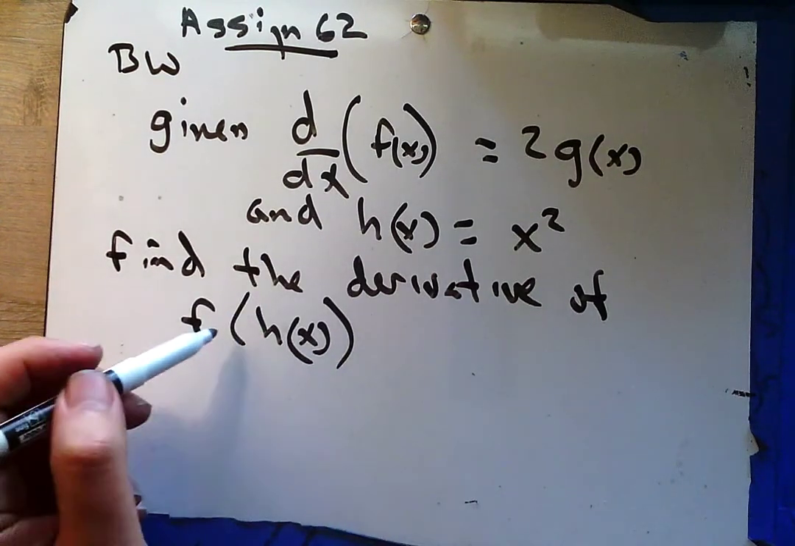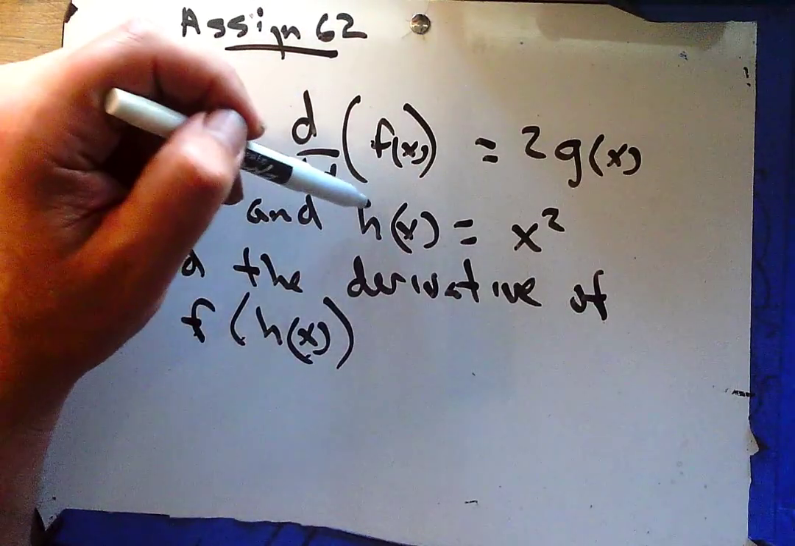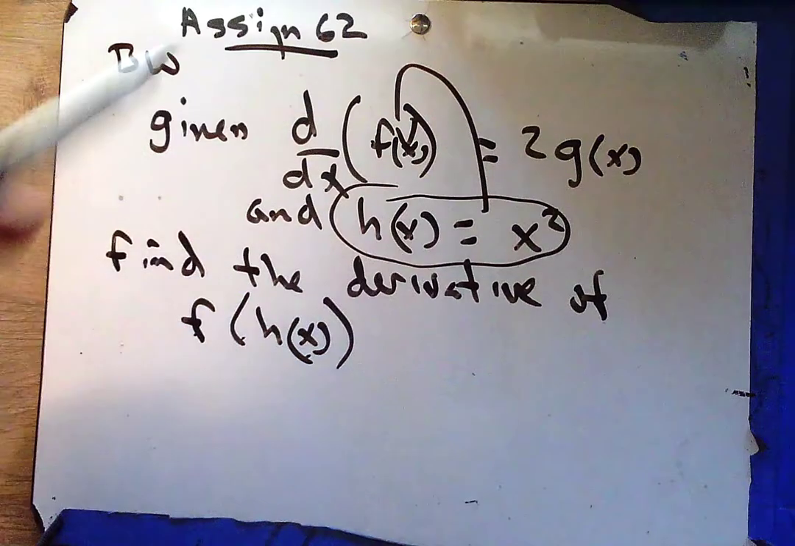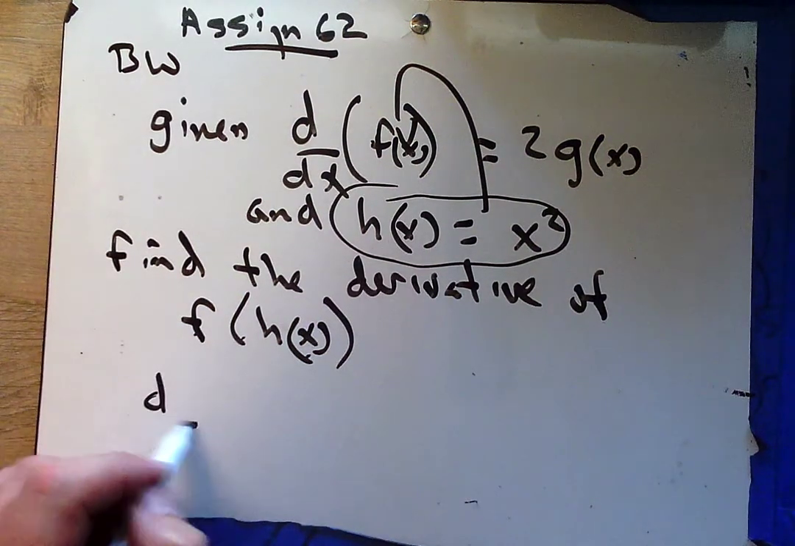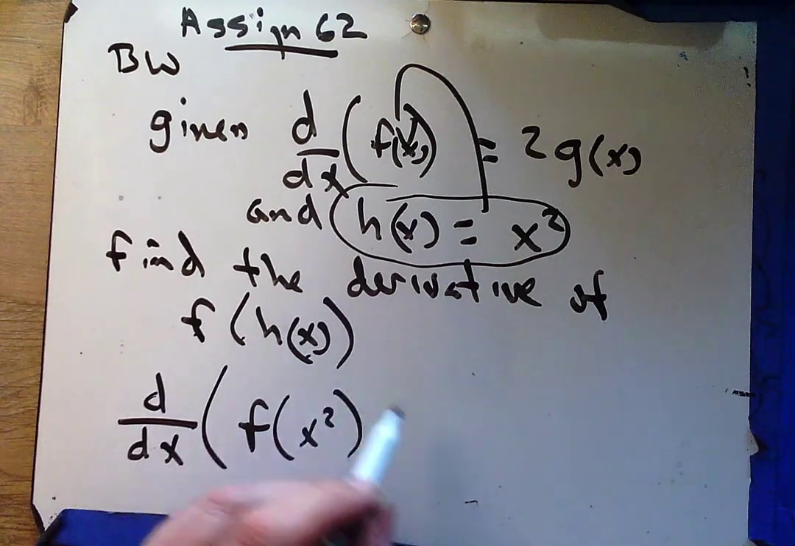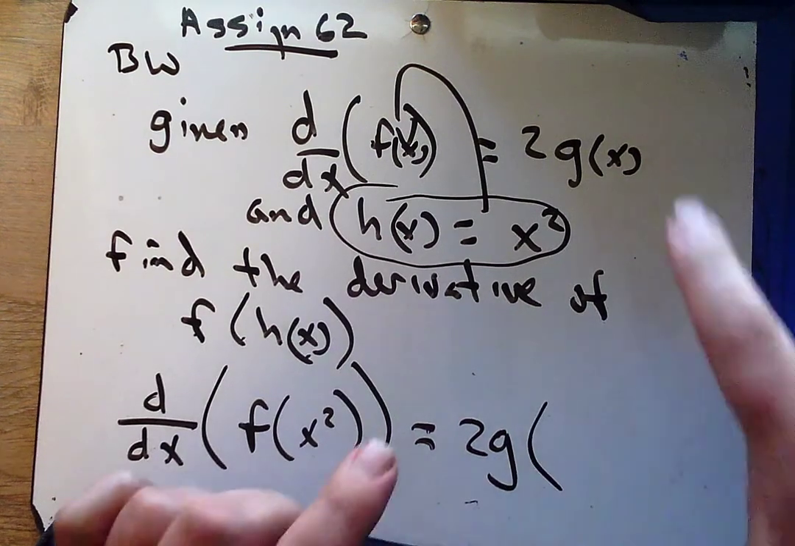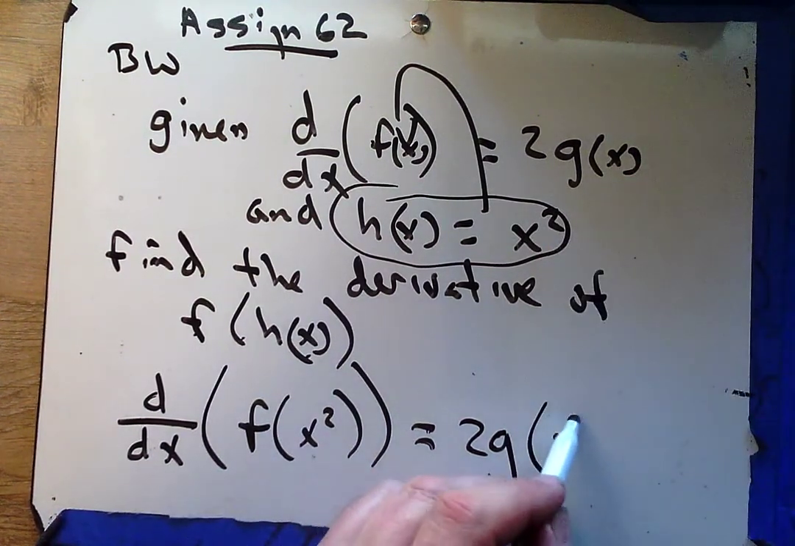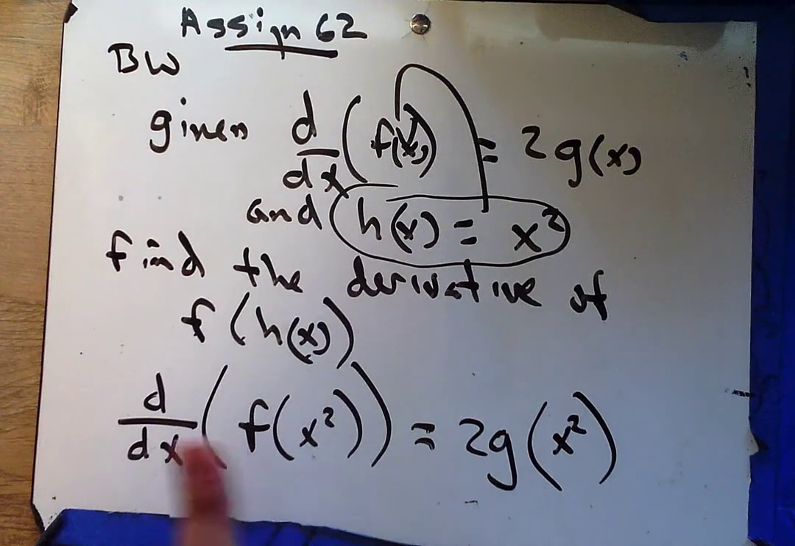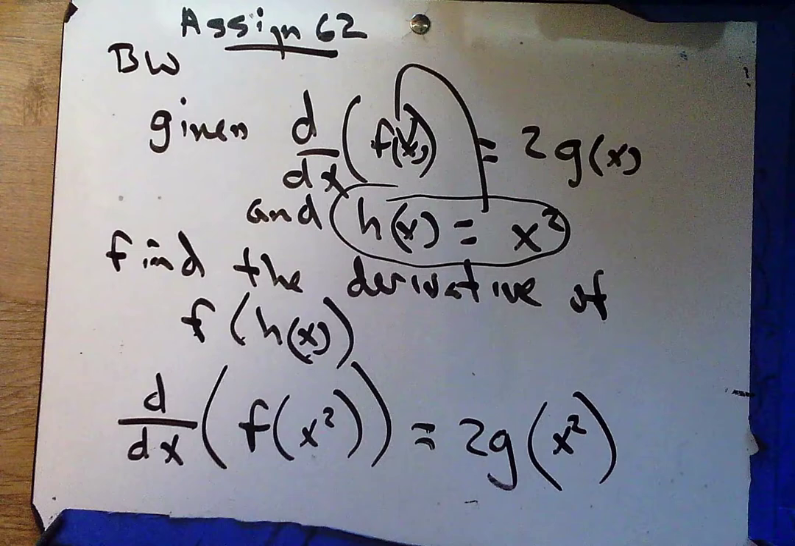Well, so I want to take the derivative of f of h of x, which means I need to plug this in there. So now I'm looking at the derivative with respect to x of f of x squared equals 2 times g of, I replaced x with x squared. Okay, so we know the derivative of f is this thing. I don't think I like that.